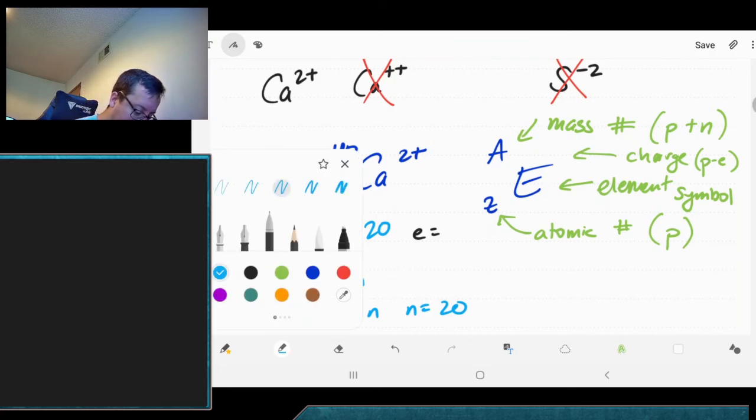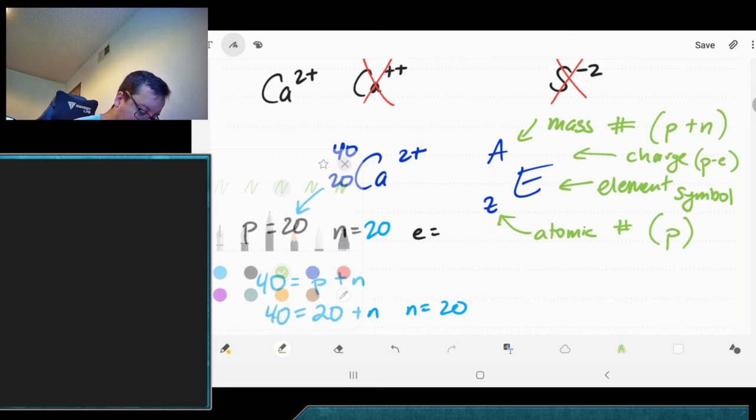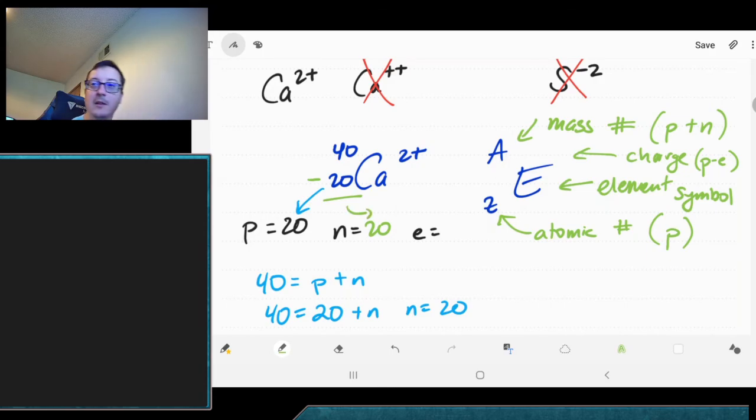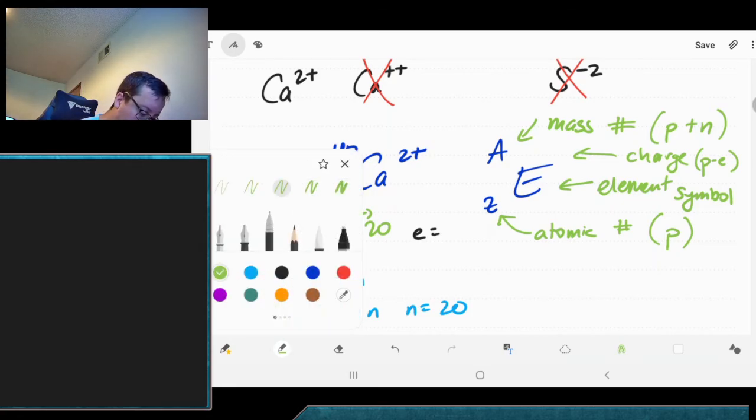If we wanted, actually let me use green for this one. We can say, aha, if I just subtract those two, I'll get that number. That's how we got neutrons. And now the last bit, electrons.